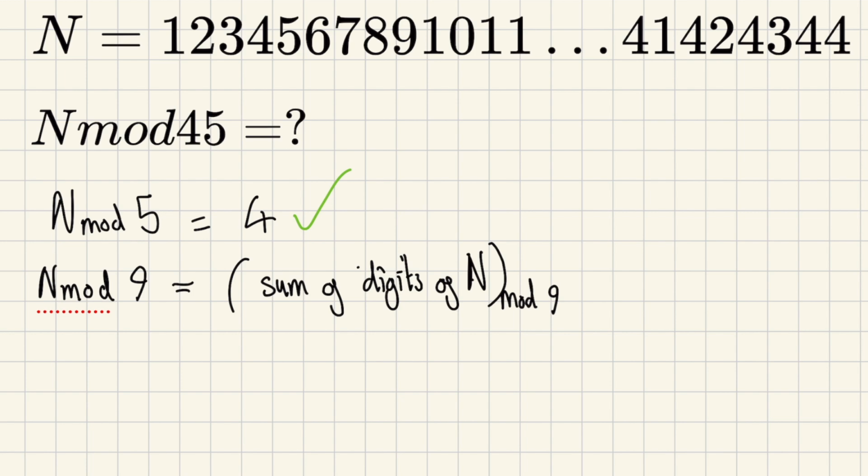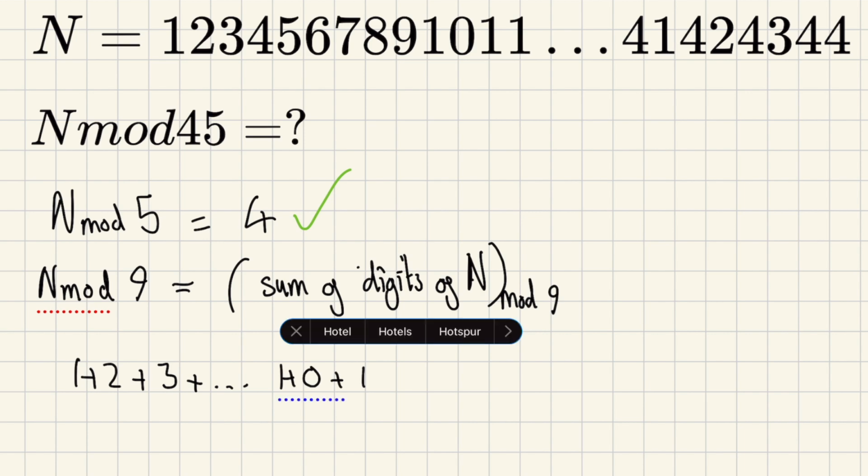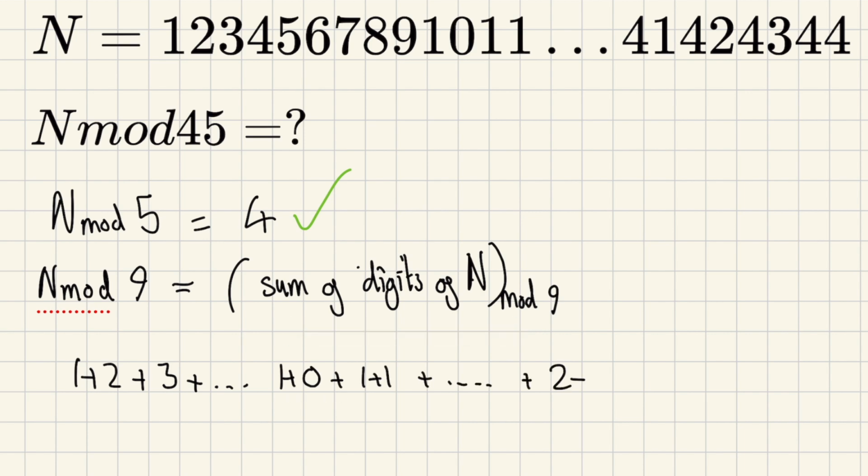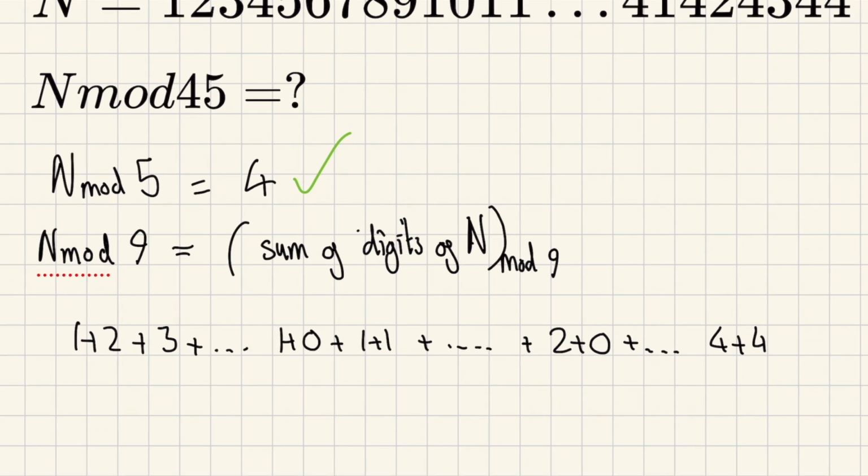So we've got to add up the sum of all these digits. We're going to do 1 plus 2 plus 3, and it's going to go on. Once we get to 10, we're going to do 1 plus 0, then 1 plus 1 for 11, and it will go on to 20, which is 2 plus 0, and you get the idea, all the way to 4 plus 4.